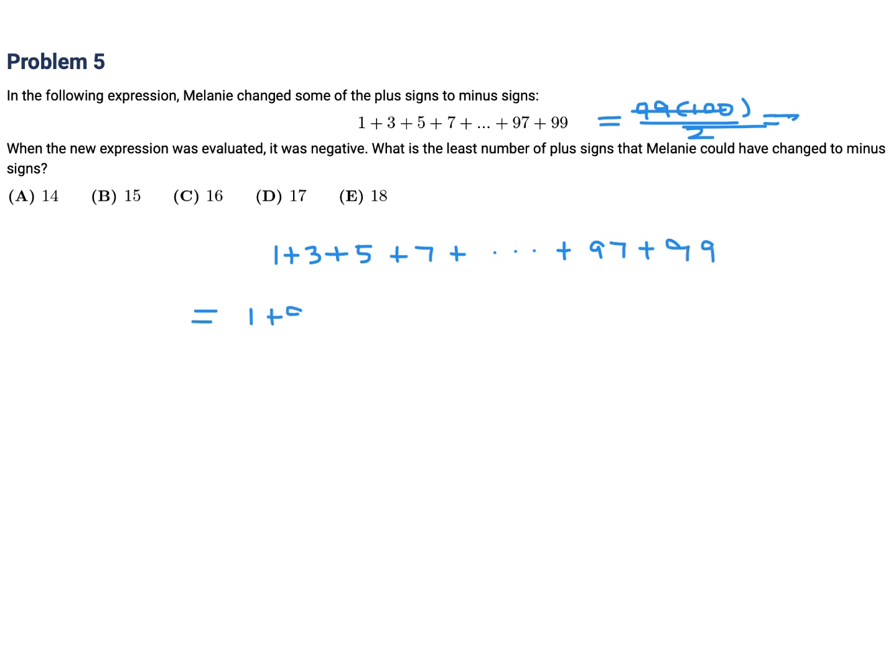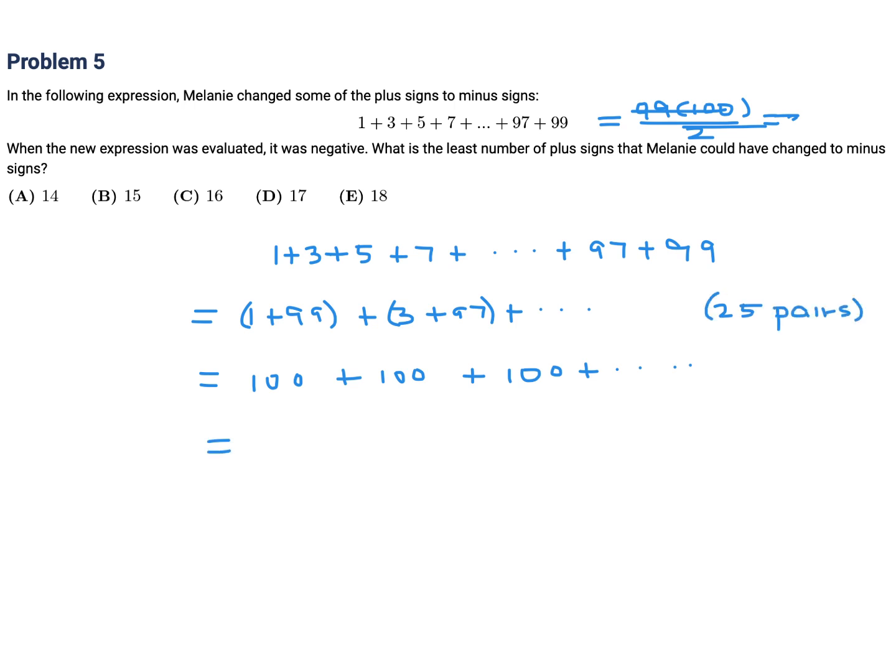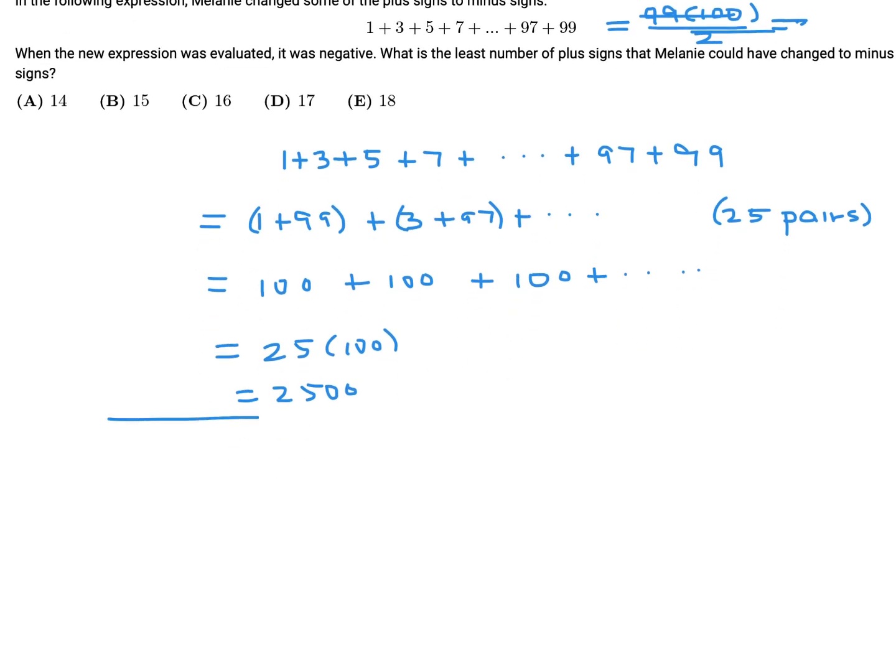If you pair them, 1 plus 99, 3 plus 97, and so on, every pair is 100. And then how many numbers were there? 1 through 99, every odd number, so there's 50 of them. So there's 25 pairs. Let me just put that here: 25 pairs, and each pair is valued at 100, so 25 times 100 is the total. So 2,500 is the sum of those numbers. Okay, so that's the first part of that question.